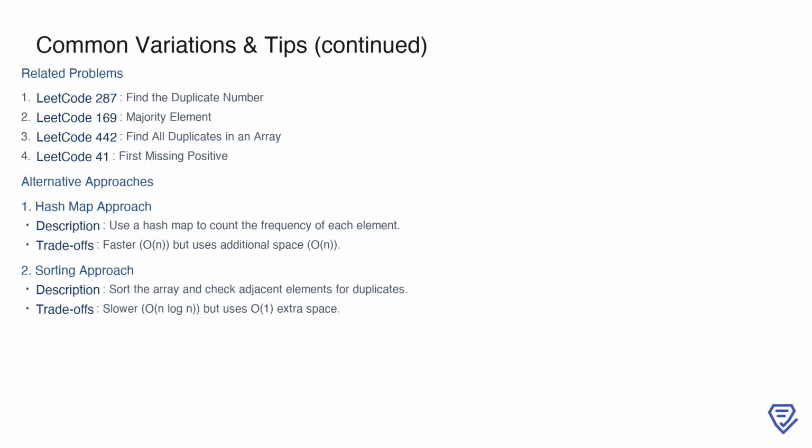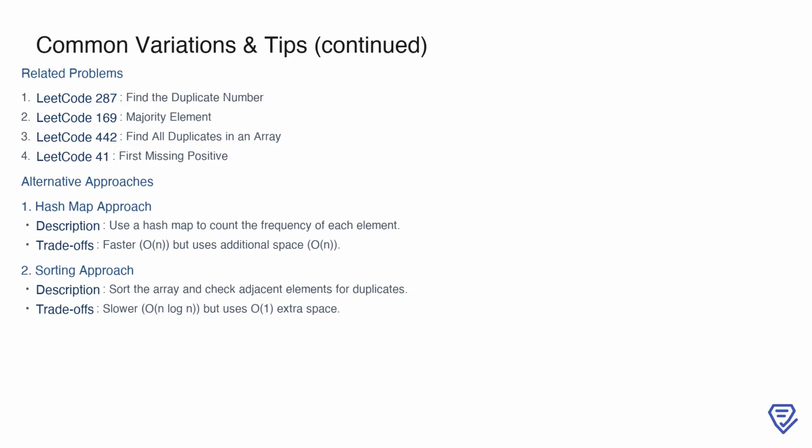When it comes to alternative approaches, the hash map method is a reliable choice. By counting the frequency of each element, you can identify the repeated number efficiently with O(n) time complexity. However, the trade-off is the additional O(n) space required for the hash map.